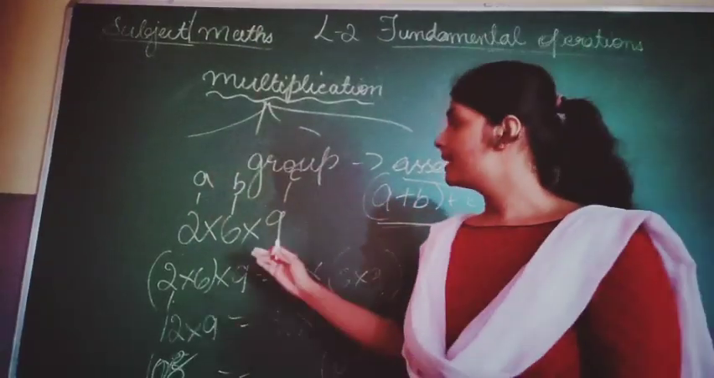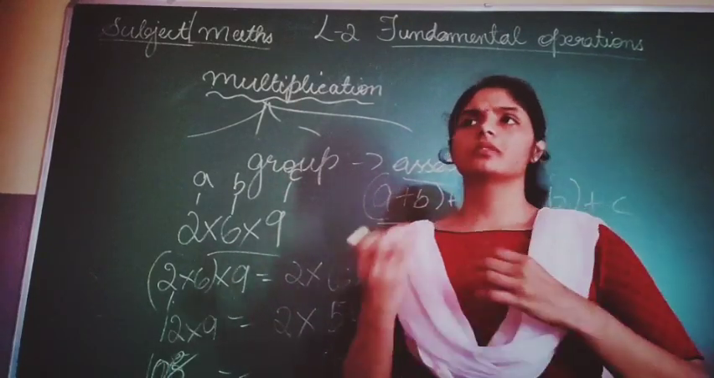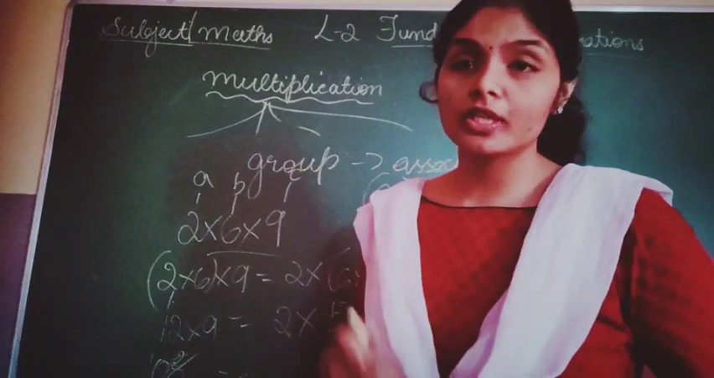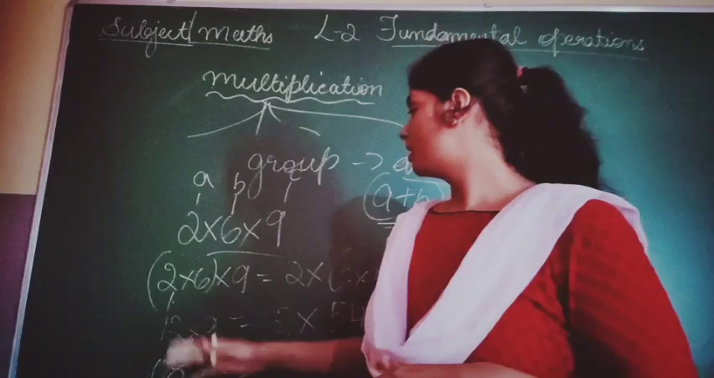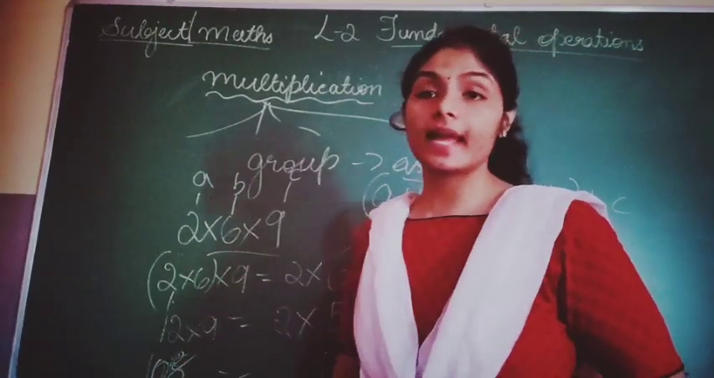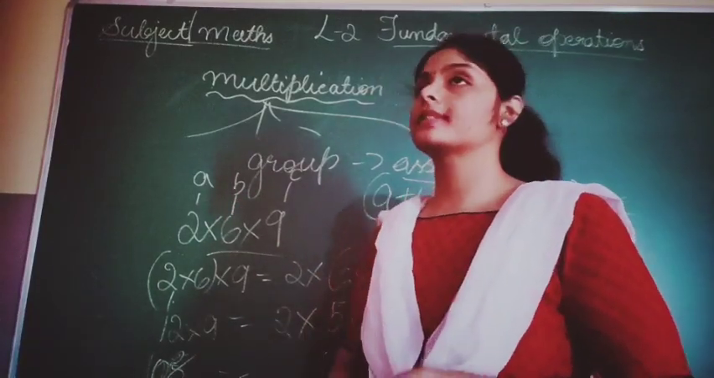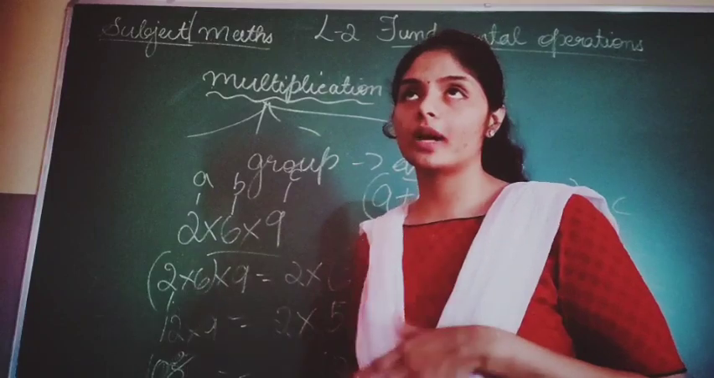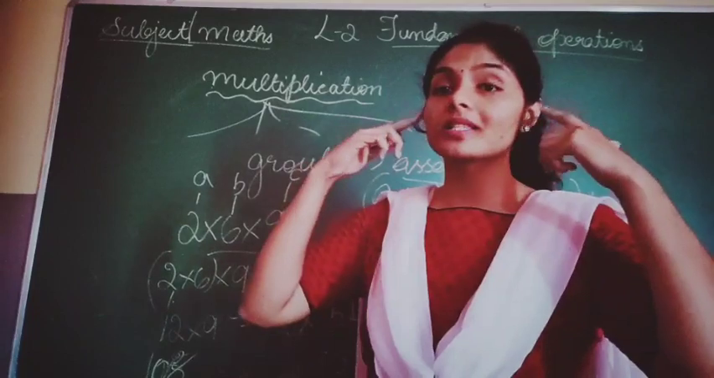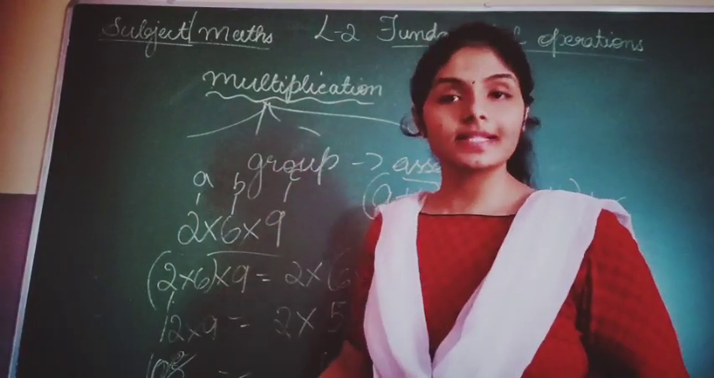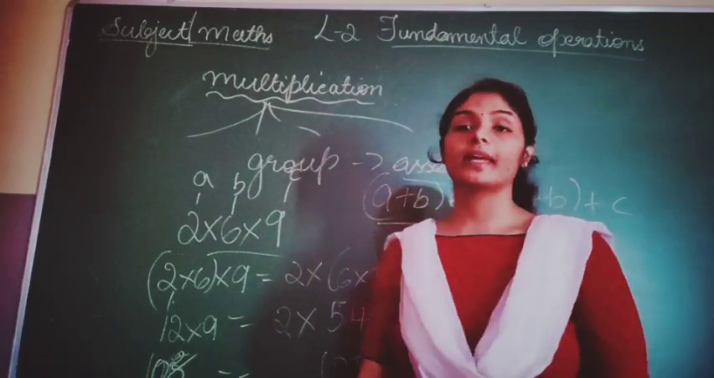Got it? See, this is a group. You have 3 numbers. In addition you can do this, but in multiplication, is it possible to even multiply randomly? Now I am just taking 2, 6 and 9, but in further sums, you may get 356 into so and so into 400 and into 5000. Can you just multiply? No, it is tough, right? You can't just mentally multiply. So this is an easy way to multiply. Understood, children? So please learn this formula. This is the way to multiply in a group.